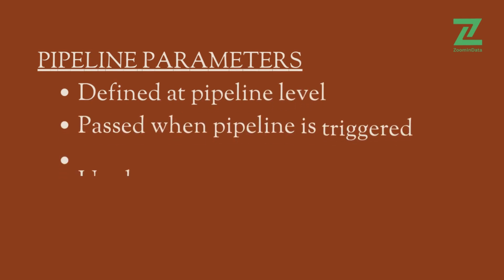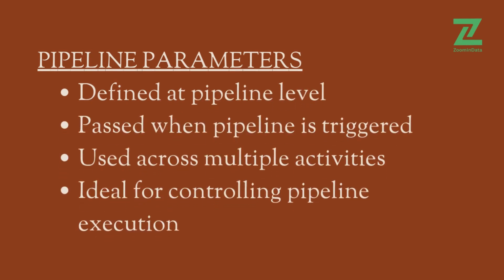Pipeline parameters are defined at the pipeline level. They are passed when the pipeline is triggered. These parameters can be used across multiple activities inside the pipeline. Pipeline parameters are ideal when you want to control overall pipeline execution.